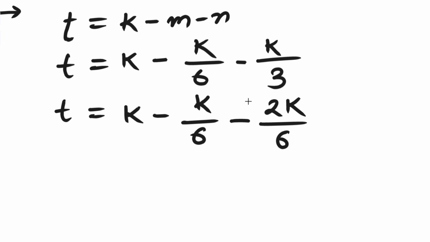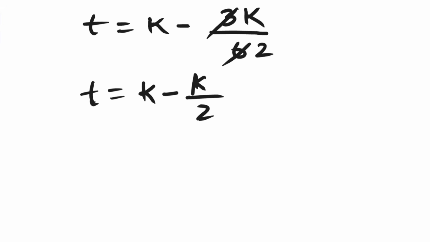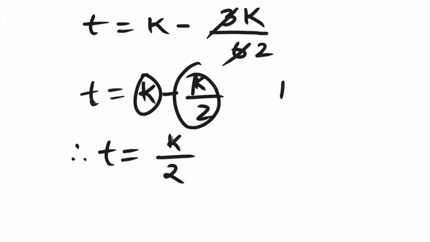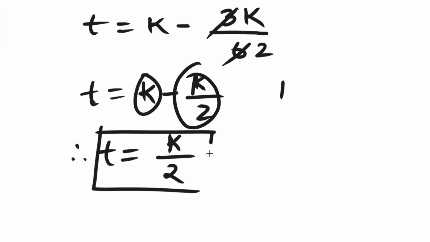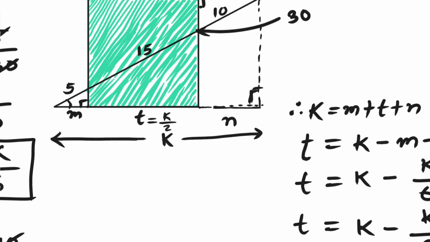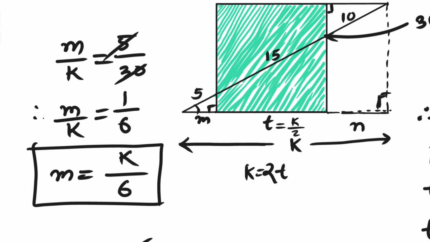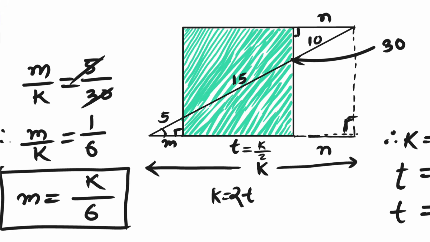Combining the fractions gives t equals k minus 3k divided by 6. Since 3k divided by 6 is equal to k divided by 2, we get t equals k minus k divided by 2. And k minus k divided by 2 equals k divided by 2. So we have discovered something very important. t equals k divided by 2. In other words, the entire horizontal distance k is exactly twice the side length of the square. This is the breakthrough moment of the problem.